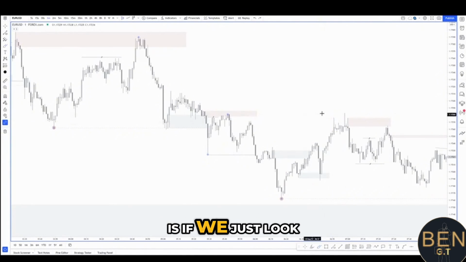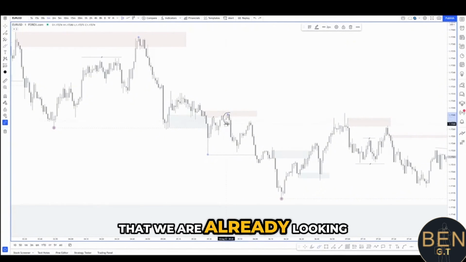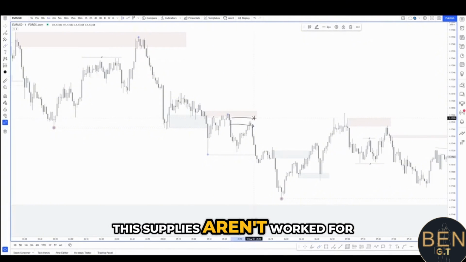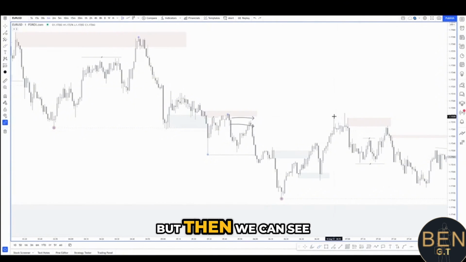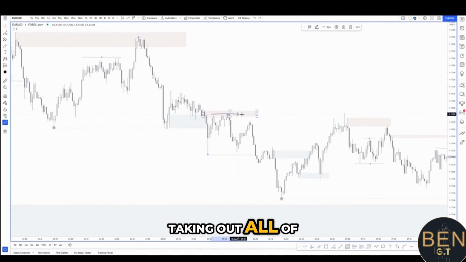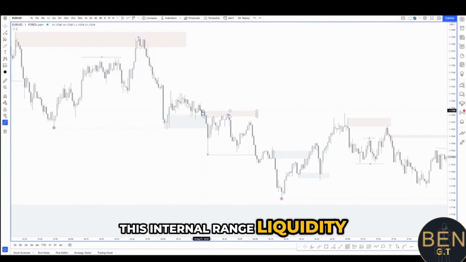And what we can see, if we just look to the left, is yes, it does react off of this supply zone that we were already looking at here, the pivot supply. And what we can see very clearly is that yes, this supply zone worked for this, but then this candle actually ended up taking out all of this internal range liquidity and tapped into it.